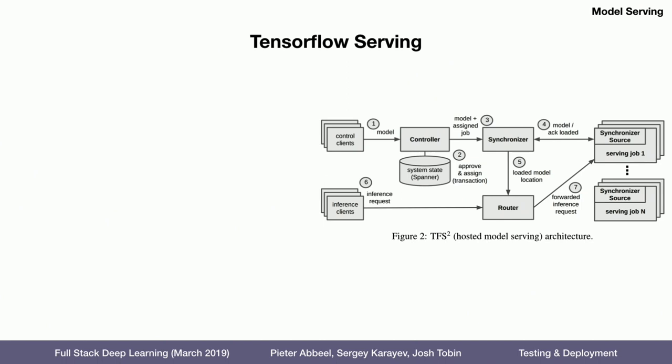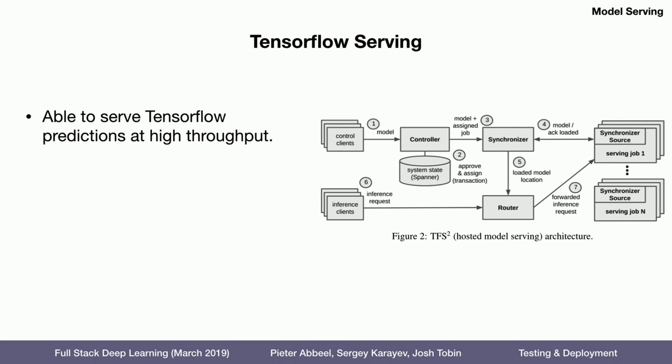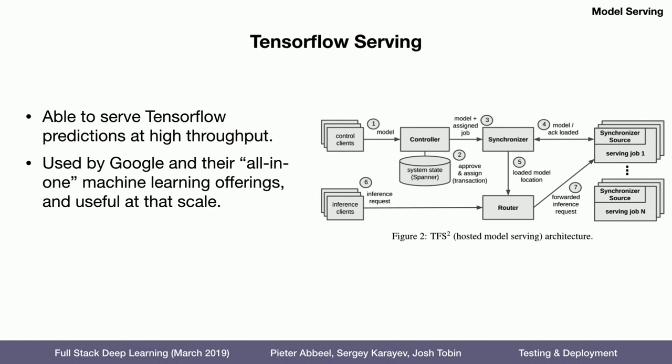TensorFlow Serving is essentially able to serve TensorFlow model predictions at very high throughput, and it's used by Google. If you use Google Cloud ML Engine, it's probably using some version of TensorFlow Serving under the hood to be really efficient about the way it's using resources. This one might be using GPUs to make predictions. There are certainly models where it doesn't make sense to serve predictions with CPUs, you need GPUs. For that reason, you might want these optimized TensorFlow Serving type libraries.